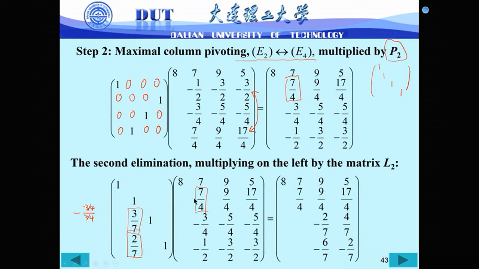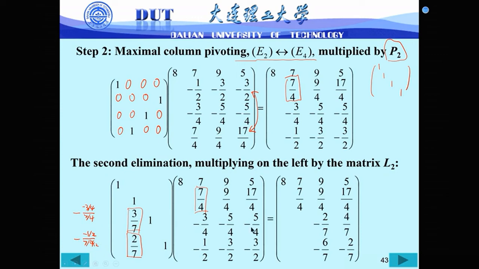Next, we use the pivot to eliminate this number. So the multiplier is minus ratio. The denominator is still 7 over 4, and the numerator is here, minus 1 over 2. So minus minus disappear, positive. Here, 2 and 4 just become 2, and reverse, so 2 over 7. Are you clear? Now we obtain L2.